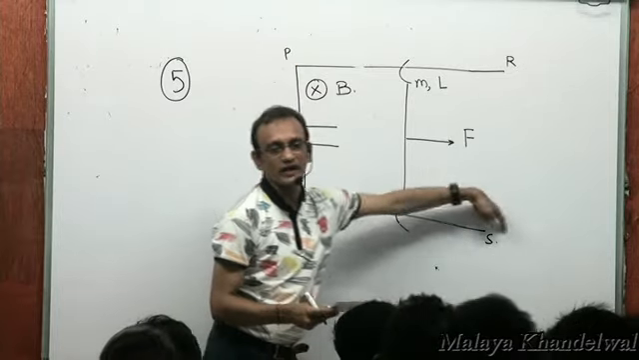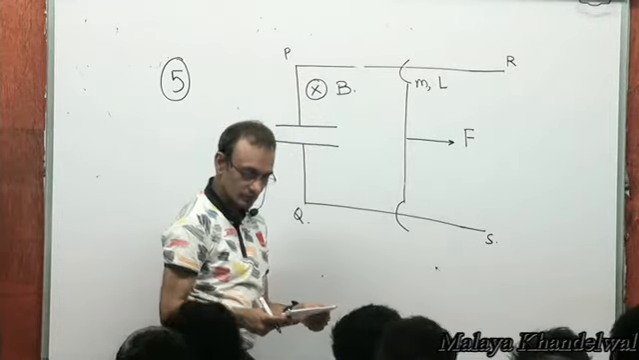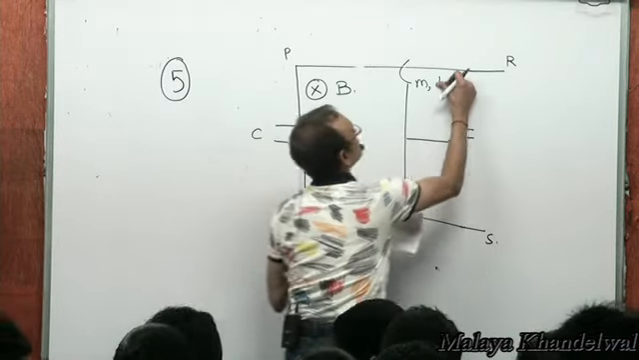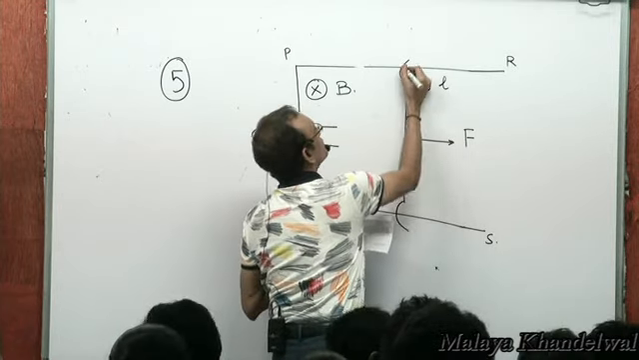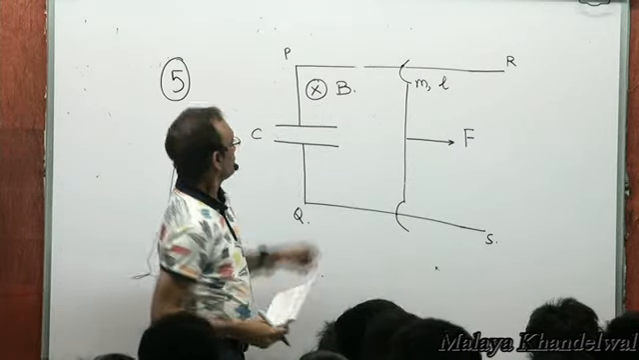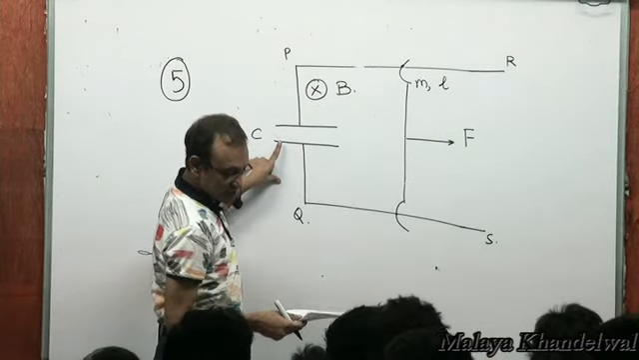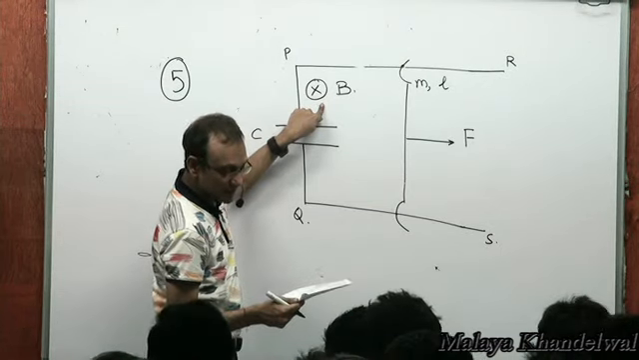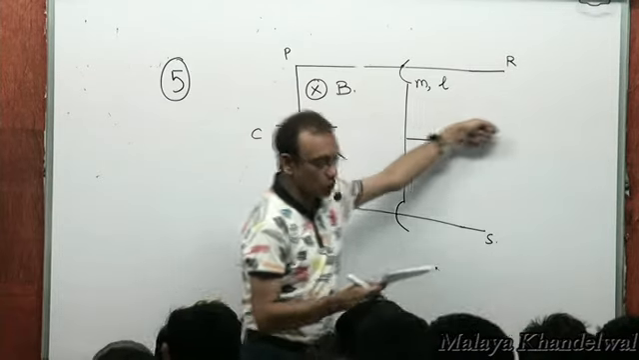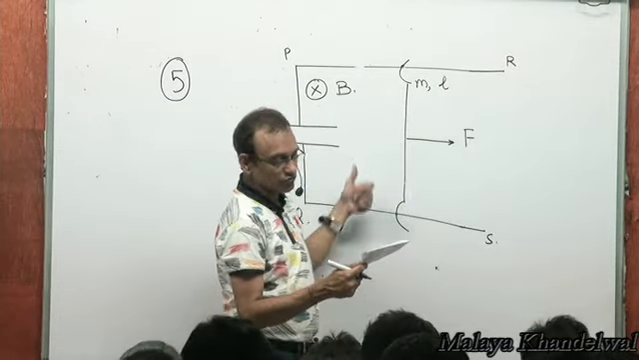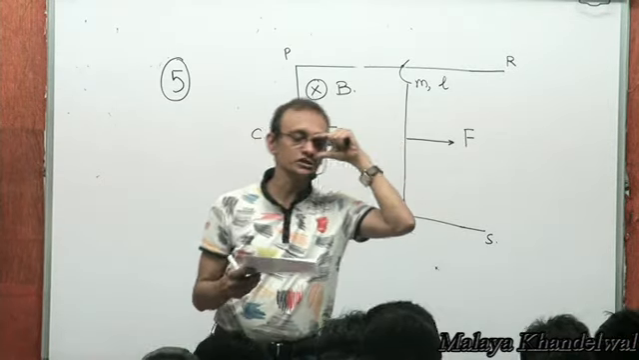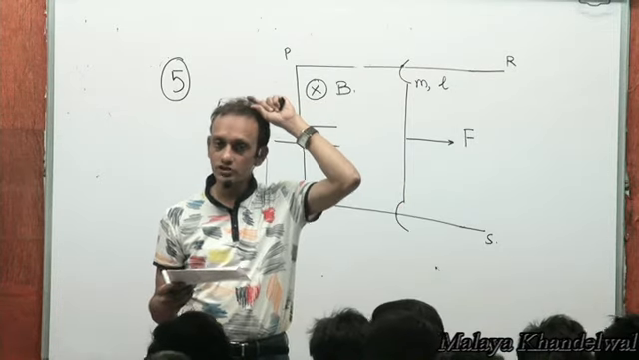PR and QS are two conducting rails. And this is a conducting wire of mass M and length L. The ends P and Q are connected to a capacitance C, and a uniform magnetic field B exists into the plane of the board. This wire is pulled with a constant force F to the right. We want to find the acceleration of this, ignoring electrical resistance and friction.